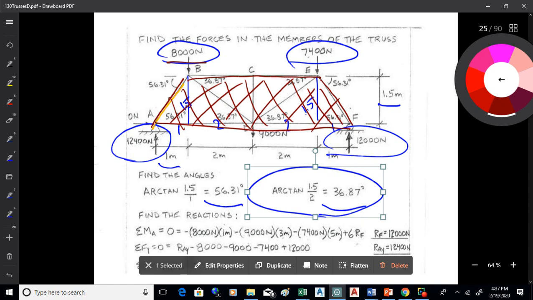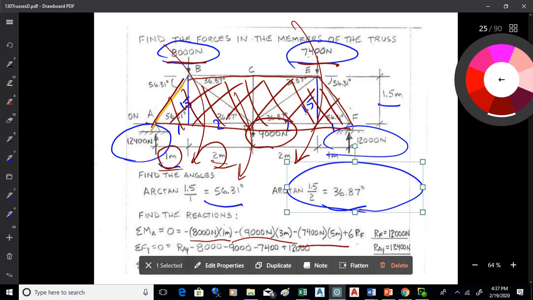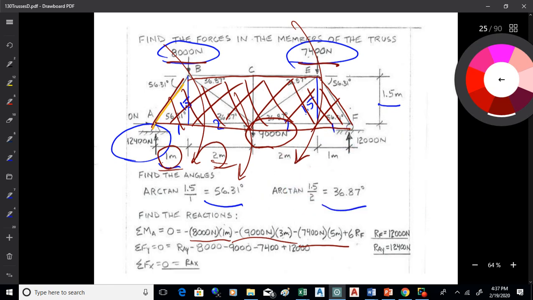So I've got 8,000 newtons times 1 meter, negative because it's clockwise. I've got 7,400 newtons times 5 meters, clockwise. I've got the 9,000 newtons there times 2 and 1 makes 3 meters, negative because it's clockwise. And then pushing back, I've got the sum of the dimensions, 1, 2, 2 and 1 makes 6, times RF. I can solve for RF, it's 12,000 newtons.